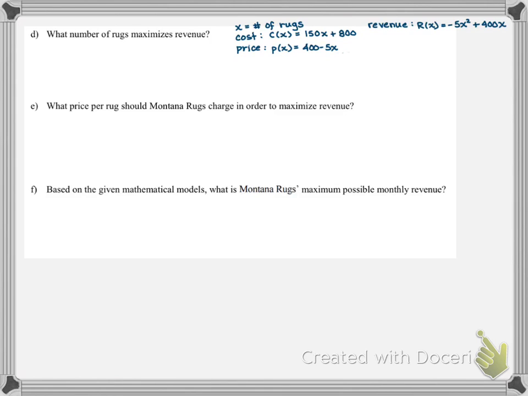So now I want to know what number of rugs maximizes revenue. Which function should I use? R of X? Yeah, I should use my revenue function. Remember that anytime you're maximizing, the thing that you're maximizing is going to be the output of the function you use. So R of X has an output of revenue. Since we're maximizing revenue, we're going to use R of X. I'm maximizing, so what am I finding? The vertex. And then do I want the X coordinate of the vertex or the Y coordinate? The X coordinate, because it says what number of rugs, right? That's a quantity, so that's X.